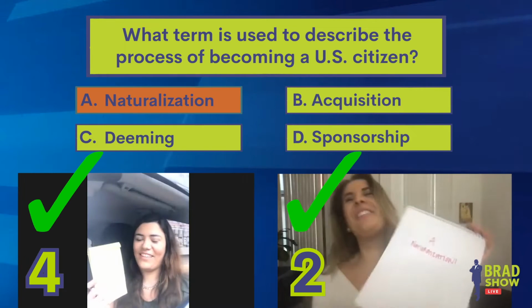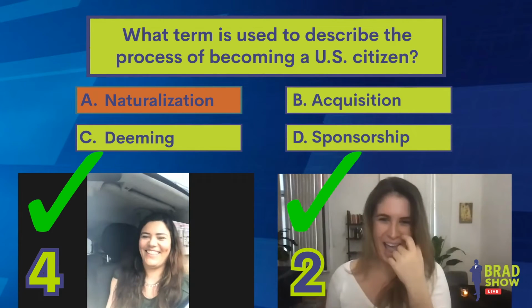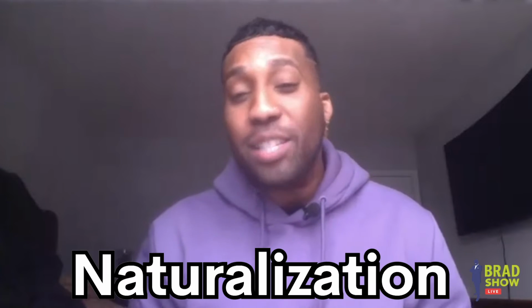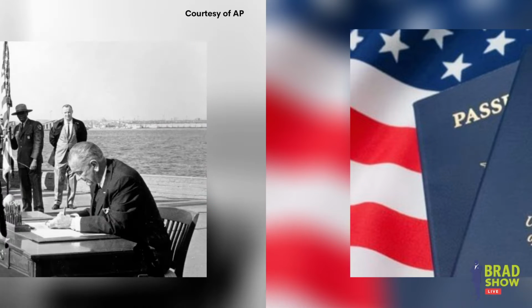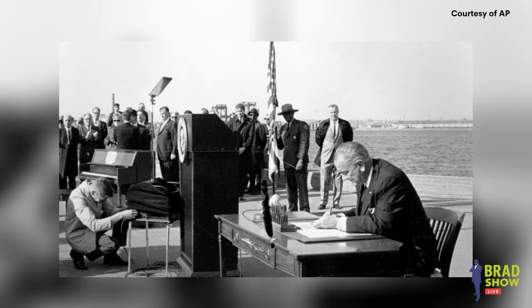Ding, ding, ding, you both got it right. It is naturalization. Good job. According to USCIS.gov, naturalization is the process by which U.S. citizenship is granted to a lawful permanent resident after meeting the requirements established by the Congress in the Immigration and Nationality Act, which was enacted in 1952. So good job. How'd y'all know that?